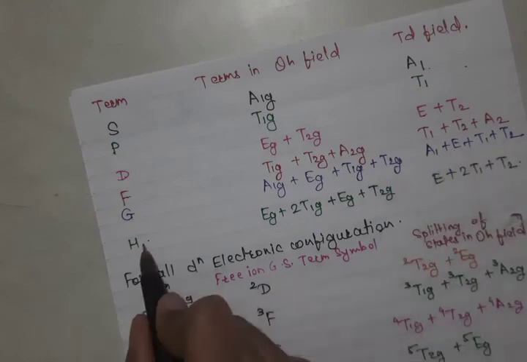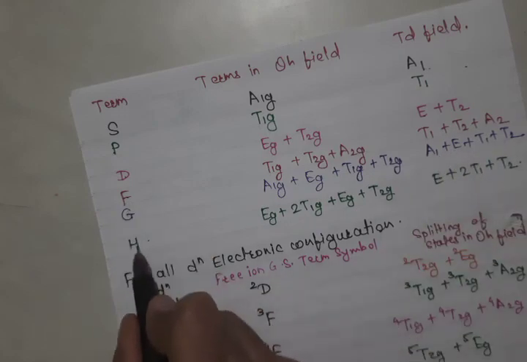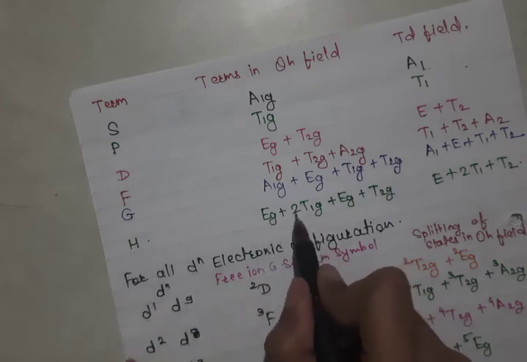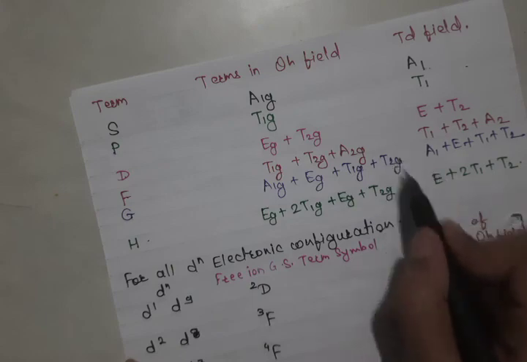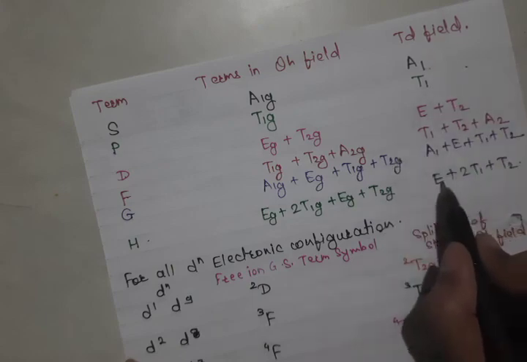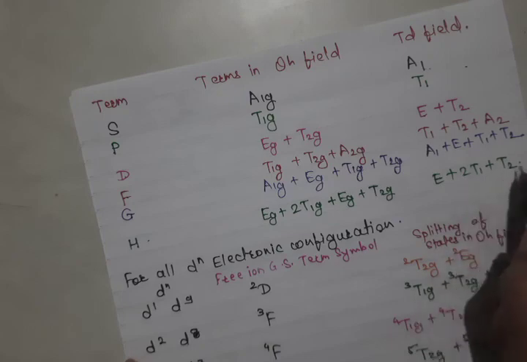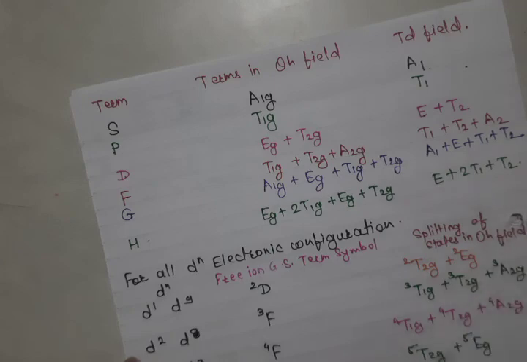Except G. H term gets split into EG plus 2 T1G plus EG plus T2G. For tetrahedral field, it is E plus 2 T1 plus T2. So this is for the tetrahedral field.